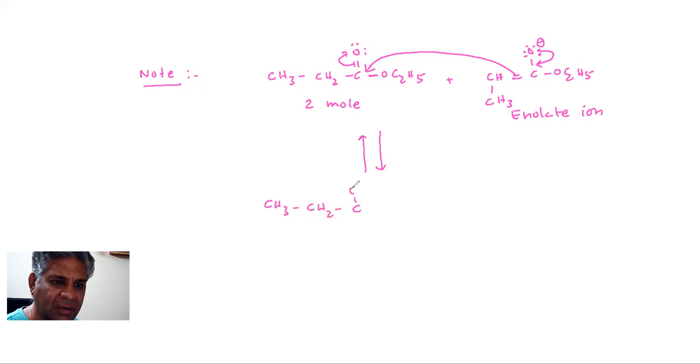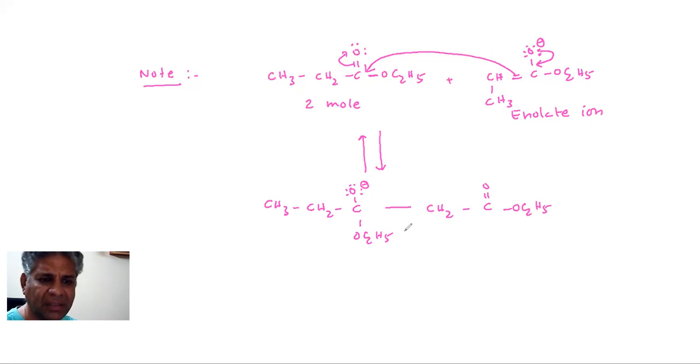CH3CH2, C, O minus, and then OC2H5. From here you have CC bond that is formed, CH2, C double bond O, OC2H5. And the remaining, this is only tetrahedral intermediate, and then elimination, this is nucleophilic addition, and then elimination. The remaining steps are all same, and no change at all. The only thing I'm explaining you is how to write the mechanism with this enolate ion. That's it. See, this is how you have to write it.